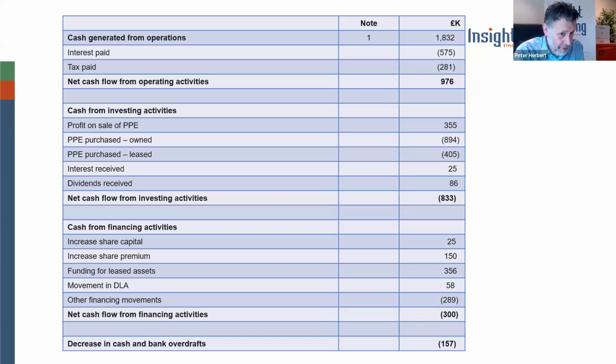We then deduct our interest and tax to give us our operating cash flow. We've then got our investing activities and the cash flows in relation to that. And then towards the bottom, our financing activities cash flows, and take those three aspects together. And that will then all reconcile, won't it, to the movement in the cash and cash equivalents figure in the balance sheet. So have a look at that and see if you can spot any errors, and then we'll run through what the issues might actually be.